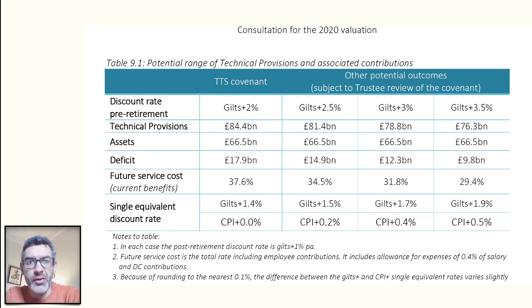You can find it on the USS employers website, probably on USS's website as well. And it's a table which shows the possible figures that are going to be used for investment returns in the valuation and the effect it has on things like the deficit and stuff like that. Now, there's a little bit of explaining to do to understand what's going on here.